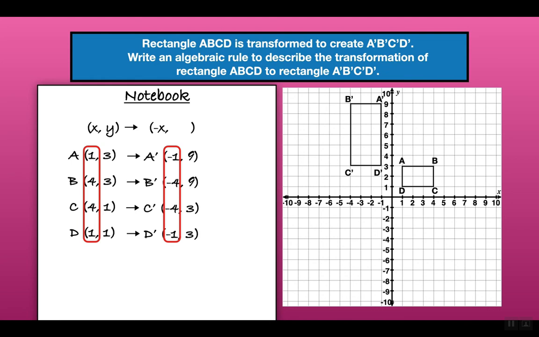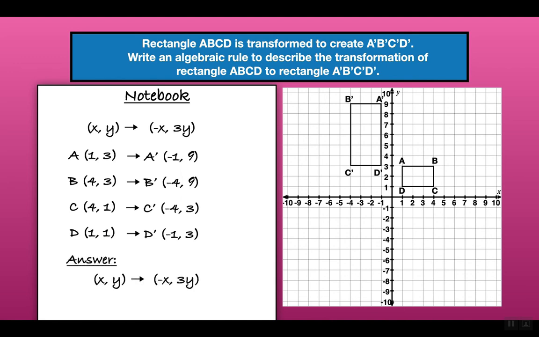Okay, now let's do the same thing with the y coordinates. So let's analyze the y coordinates in our pre-image and let's compare them to the y coordinates in our image. So if you know your multiplication tables and you compare the relationship between those two numbers, it's going to be obvious to you that in the pre-image, all the y coordinates are being multiplied by 3 to get the y coordinates of the image. 3 times 3 is 9, 3 times 3 is 9, 1 times 3 is 3, and 1 times 3 is 3. So the way that we're going to write that in our rule is 3 times y. Okay, and that's it. That's our answer.